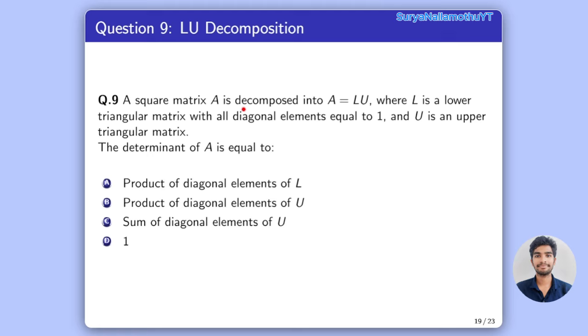Next, a square matrix A is decomposed into A equal to L into U, lower triangular matrix and upper triangular matrix. He has given that the determinant of A is equal to. The determinant of A means the product of diagonal elements. So the options are: product of diagonal elements of L, product of diagonal elements of U, sum of diagonal elements of U.